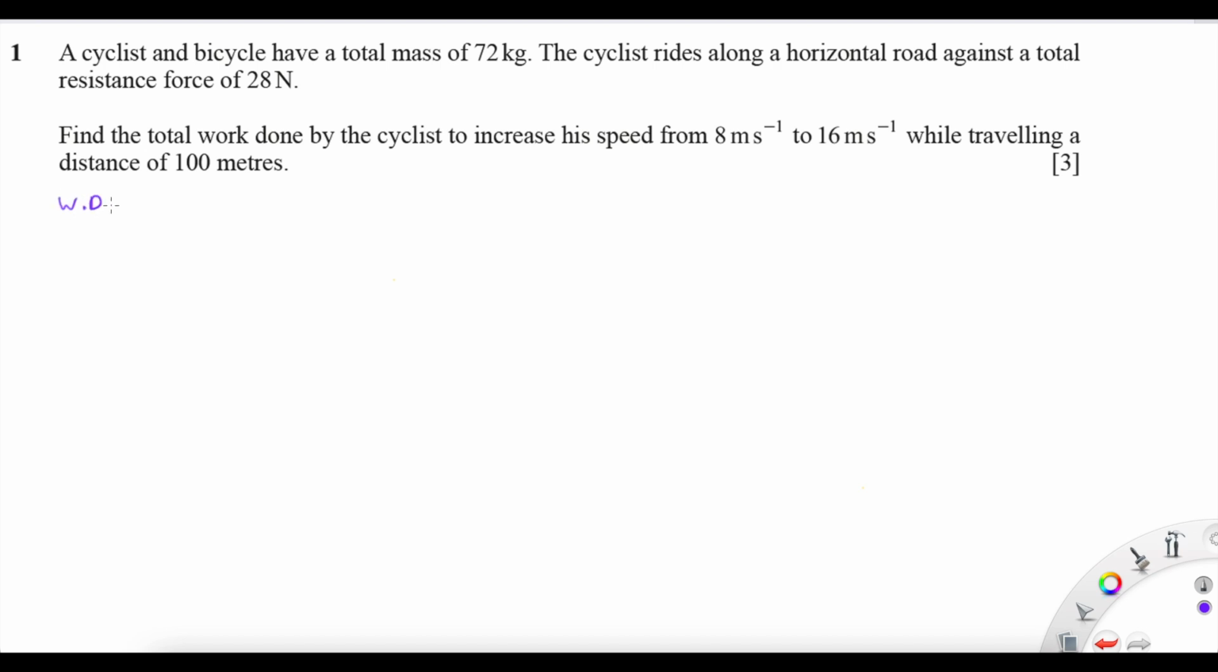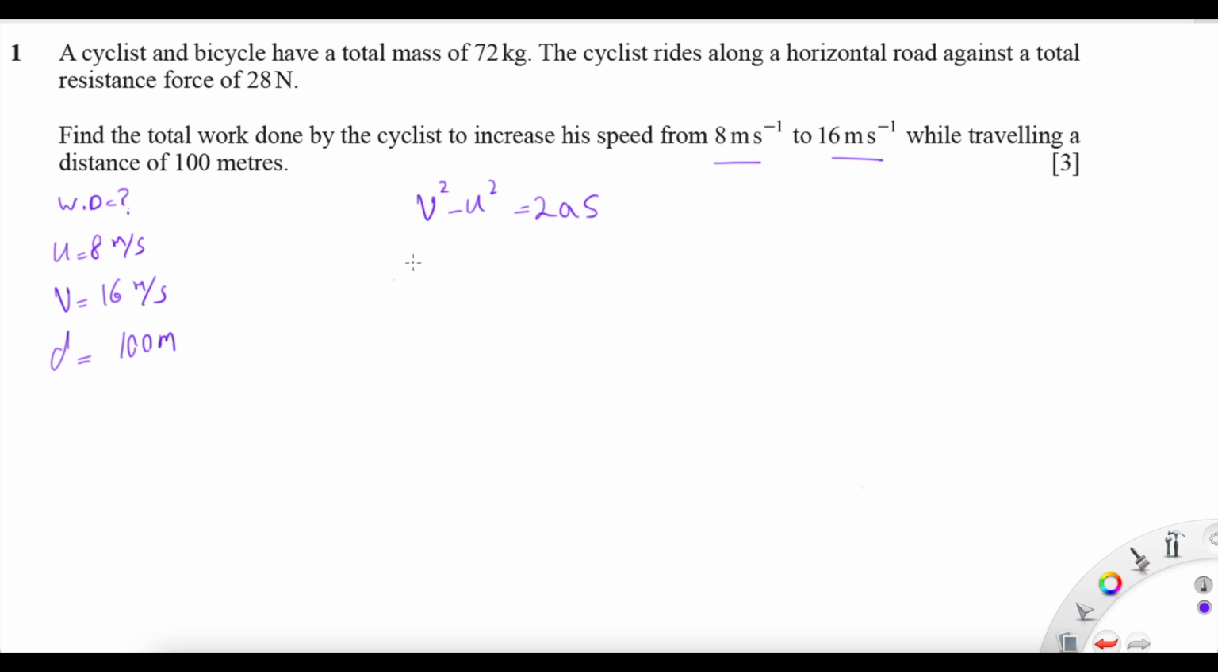So, our aim is to find the work done. Initial speed is 8 meters per second, final is 16 meters per second as mentioned in the question, and the distance traveled is 100 meters. First, using the formula v² minus u² is equal to 2as, where s represents the displacement, we can find the acceleration of the bicycle.